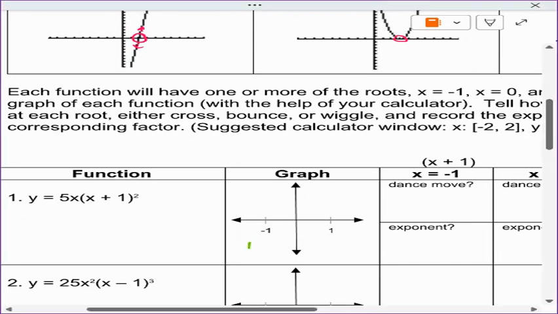It has a bounce. This is a bounce. And then it kind of droops down a little bit. And then what does it do after it bounces at -1? It crosses where? At 0. It has a cross at 0. So this looks something like this. So the cross at 0 is the 5x, and the bounce is this factor x plus 1, the quantity squared.